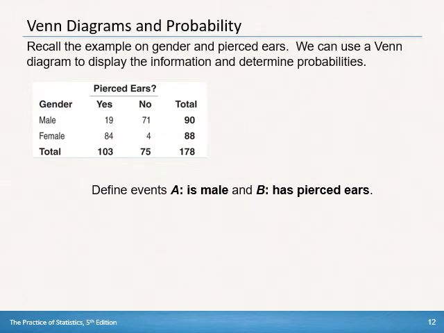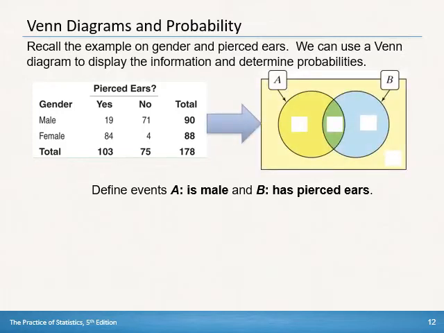All right, so let's go back to the example for pierced ears, and let's create a Venn diagram. Fill in your Venn diagram. Remember that A is the event that you're male. B is the event that you have pierced ears. Fill in the numbers from the table in the four shaded regions.